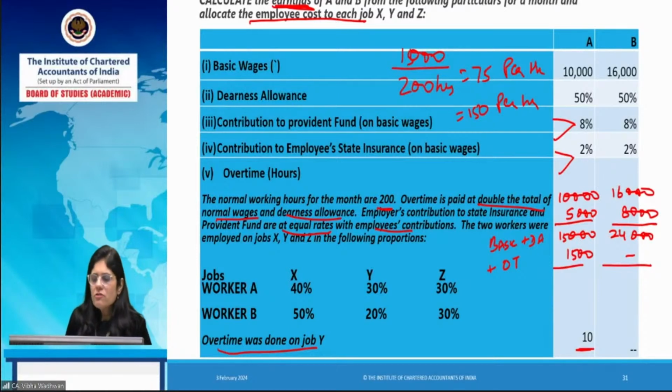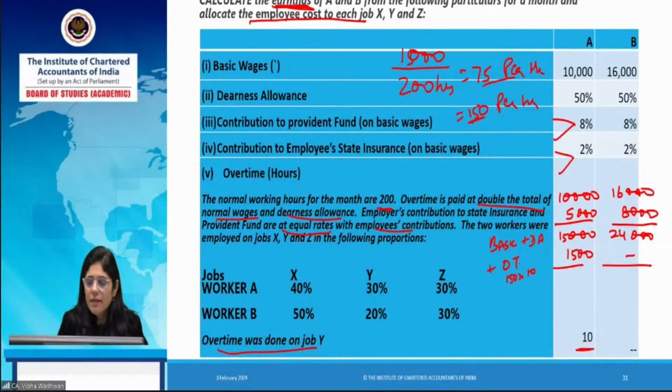All right. So you can do it the other way also. You can double the basic and DA, so it comes to 30,000. Total of DA and basic, 30,000, divided by 200, will come to 150. So any which way you can do. I calculated the wage rate per hour first and then multiplied by 2. So it is 150. Clear? So overtime is 150 into 10.